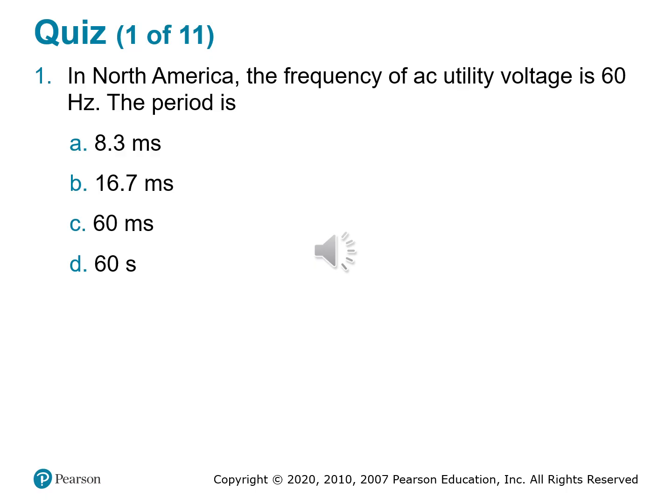Question number 1. In North America, the frequency of AC utility voltage is 60 Hertz. That means the period is what? 8.3 milliseconds, 16.7 milliseconds, 60 milliseconds, or 60 seconds. Go ahead and pause. All right, go ahead and come back. If you pause and you click to turn it back on, you would have heard and come back. All right, so the answer here is B, 16.7 milliseconds.